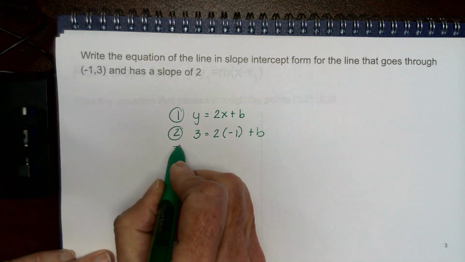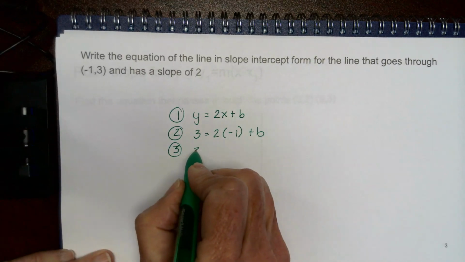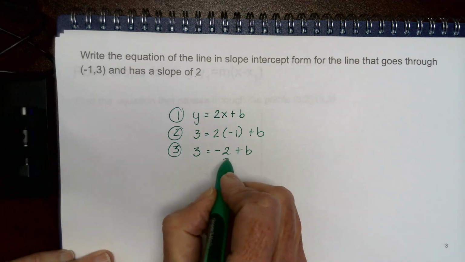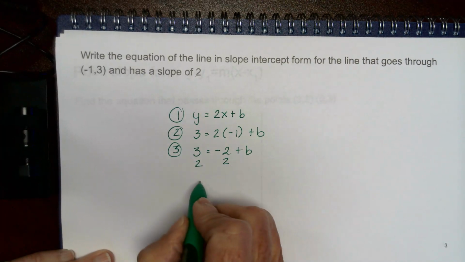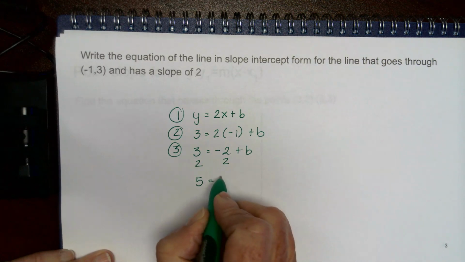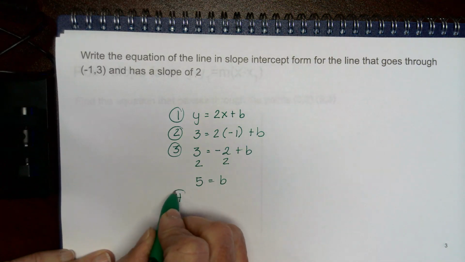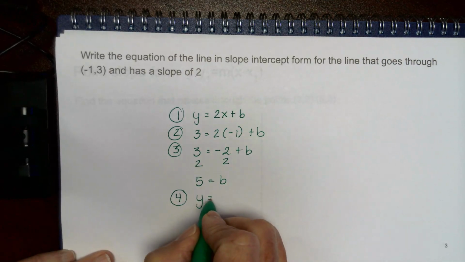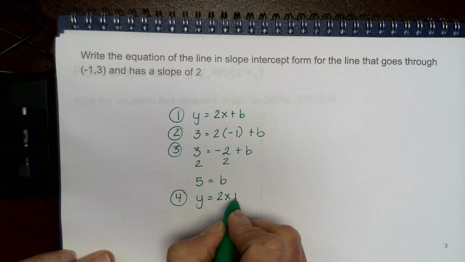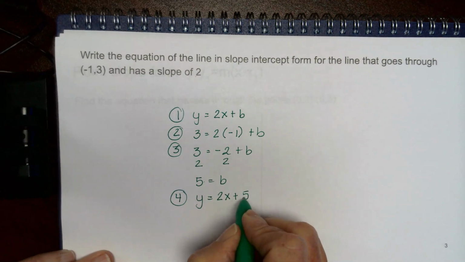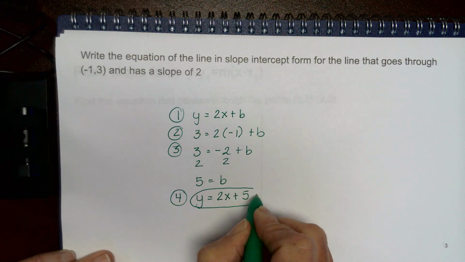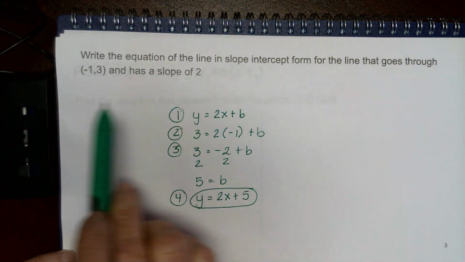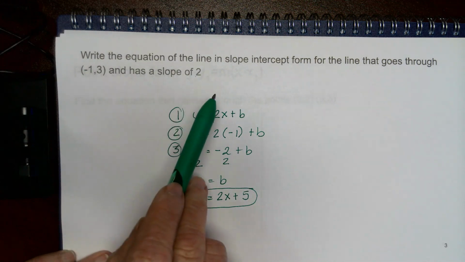The third step is I'm going to solve for b. So I have 3 is equal to -2 plus b. I add 2 to both sides, and I get 5 equals b. The fourth step is I'm substituting back in the slope, so I put the 2 right there, and I put the b in the b location in y equals mx plus b. So there's the equation of the line that goes through (-1, 3) and has a slope of 2.